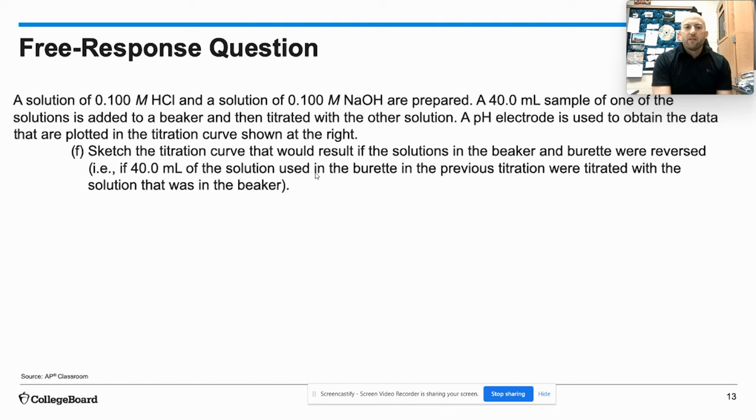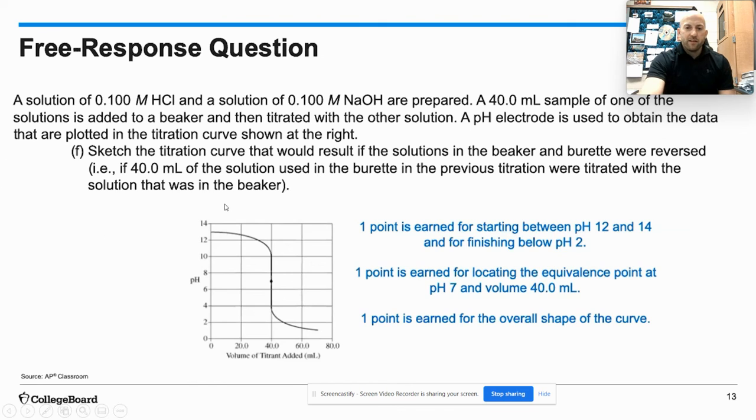Okay. Next one, a solution of 0.1 molar hydrochloric acid and 0.1 molar sodium hydroxide. A 40 ml sample of one of the solutions is added to a beaker, then titrated with the other. A pH electrode is used to obtain the data. Sketch the titration curve that would result if the solutions in the beaker and the burette were reversed. So now you're starting off with sodium hydroxide in the beaker and you're titrating it with hydrochloric acid. It is going to look the opposite. Okay, there it is.